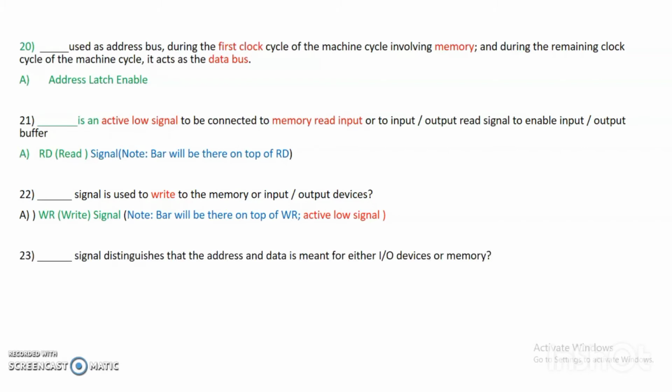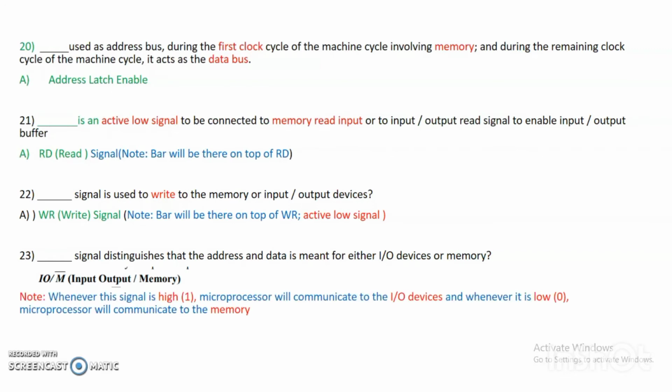Bit number 23. Dash signal distinguishes that the address and the data is meant for either input output devices or memory. So the answer will be IO/M bar. So this particular signal, input output or memory, distinguishes whether the address line or the data line is meant for either input output devices or the memory device. So whenever this particular signal is high, the microprocessor will communicate with the input output devices, and whenever this particular signal is low, then the microprocessor will communicate with the memory device.